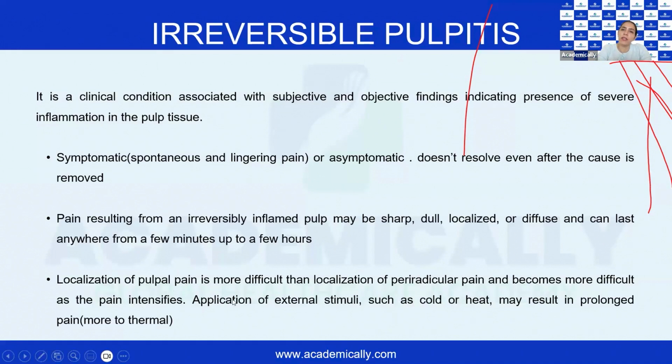Irreversible pulpitis pain is one of the most painful experiences of human disease. It's the toothache signaled by irreversible pulpitis per se. Application of external stimuli such as cold or heat may result in prolonged pain, more to thermal. EPT, electric pulp testing, can give a little less response, and the major response is to cold or heat.